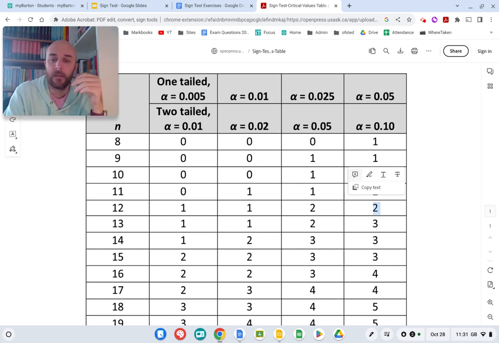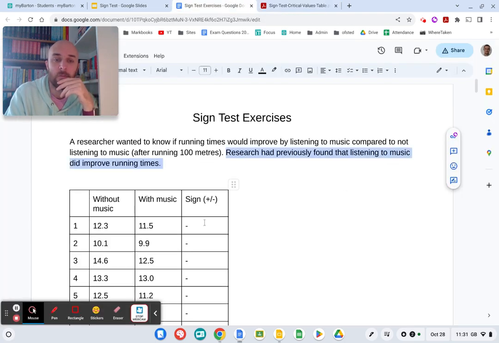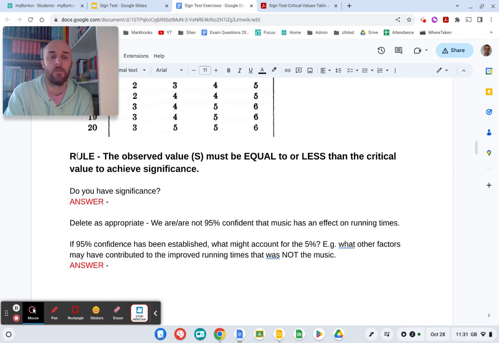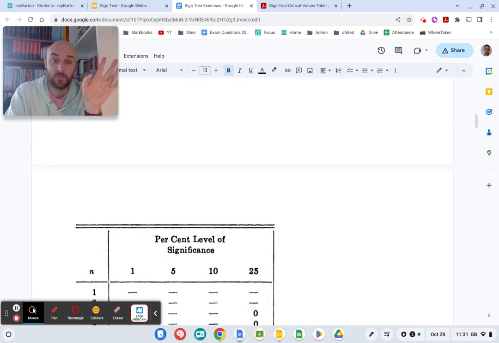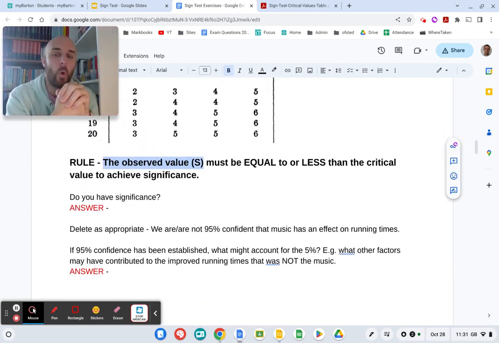What does this mean? Now, generally at the bottom of every critical values table, although typically not here, you will have the rule. The rule here is the observed value of 1. Remember, our S was 1. If we go back, the observed value, which is 1, must be equal to or less than the critical value of 2 to achieve significance. So we have significance here, right? 1 needed to be less than or equal to 2 to have significance, so we have significance.